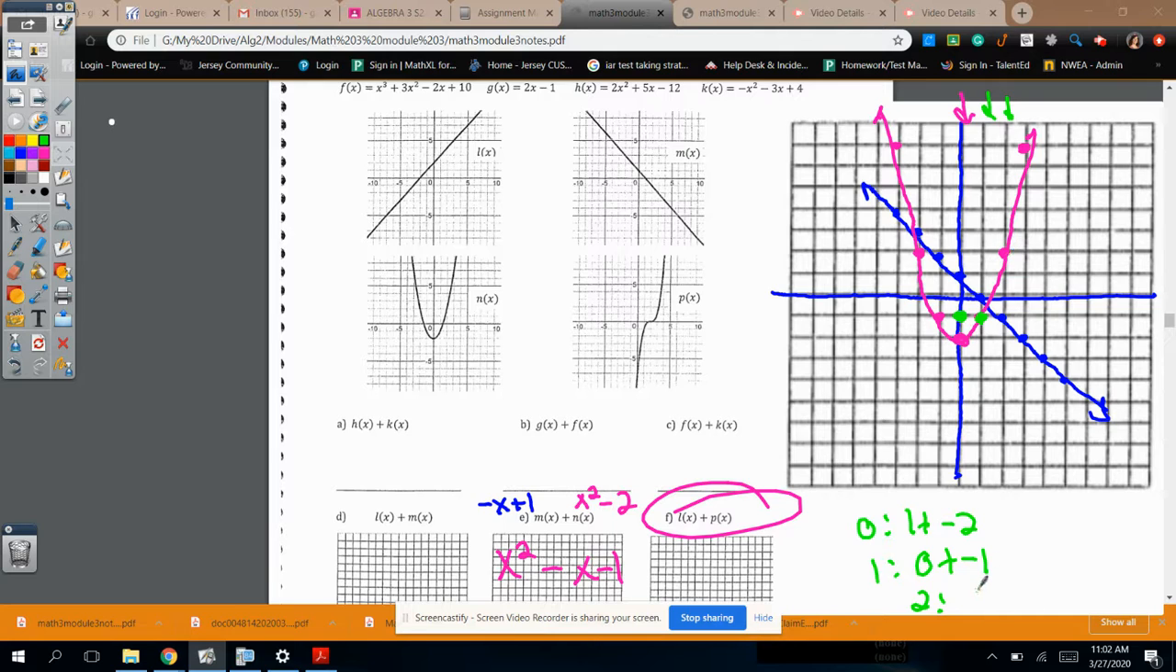and I have 2 plus negative 1. 2 from this graph. Oh, I kind of did it in the wrong order there. Negative 1 and 2, but it doesn't matter with addition. So that would put me here at the 1. And on the 3 line, I have 7 and negative 2, which is 5. Okay, and on the negative 1, I have 2 and negative 1, which is 1, which makes sense.